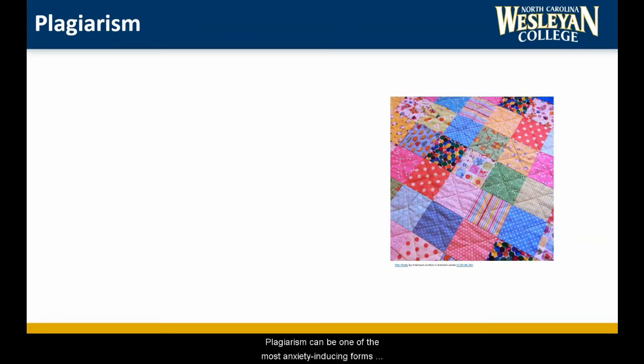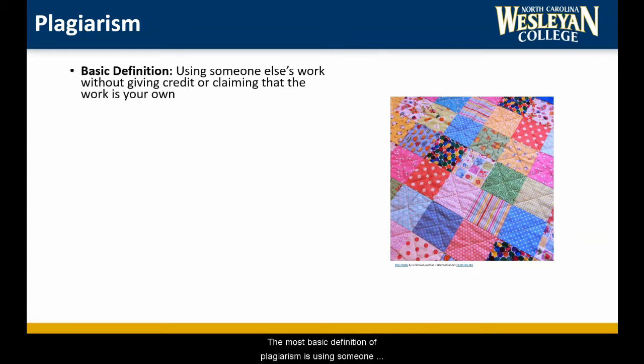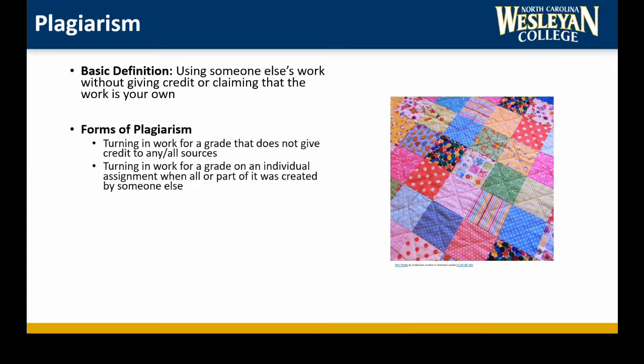Plagiarism can be one of the most anxiety-inducing forms of academic dishonesty because students aren't quite sure what counts as plagiarism. The most basic definition of plagiarism is using someone else's work or ideas without giving them credit and claiming, implicitly or explicitly, that the work and ideas are your own. While this is a good working definition, it can help to review some of the different forms plagiarism can take.